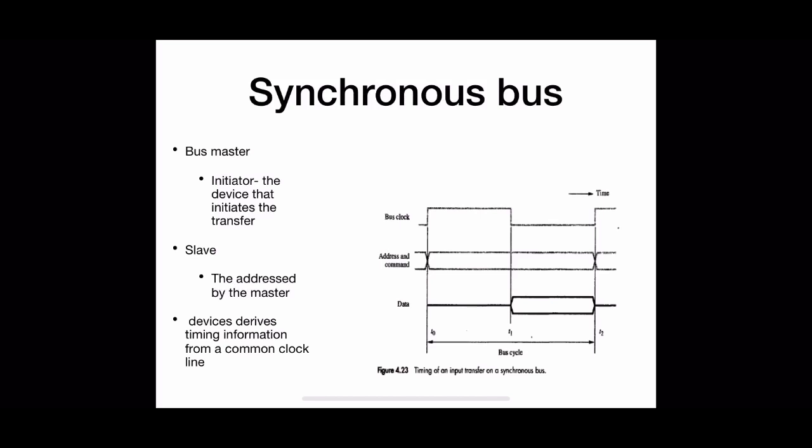Now, before getting to the different transfer schemes, we can see some terminologies used in bus transfers. First one is bus master. Another name is initiator, and the device that initiates the transfer is usually called the bus master. Another term is slave. The device at the other end, that is the device addressed by this bus master, is usually termed as slave.